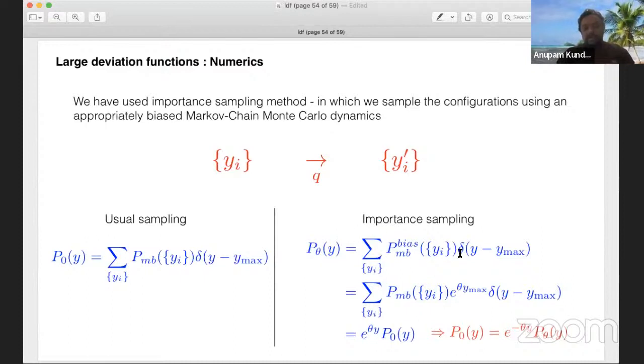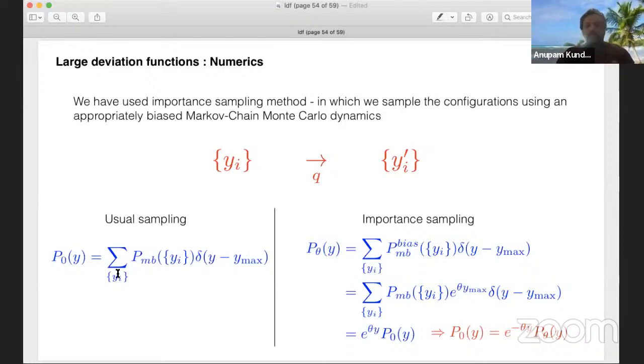Okay, so once you generate those events, how do you compute the probability distribution of the Ymax? By doing this, you can get a distribution, but that is for the biased dynamics. But you have to get it for the unbiased dynamics. You can see easily that this distribution is related to the unbiased dynamics by this factor. So by doing this transformation, you can get it. Of course, this equal sign is not correct. It should be proportional to that.